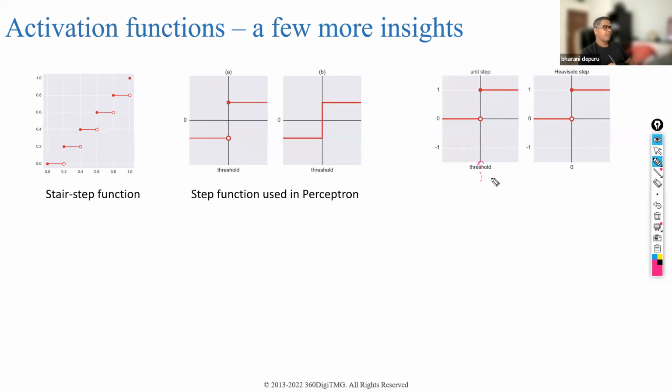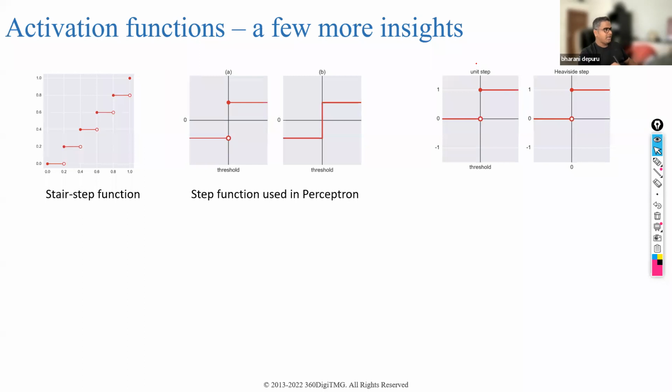Or if it is greater than the threshold. So greater than or equal to the threshold, the output would be equivalent to 1. Less than the threshold, the output would be 0. And then you have something called the Heaviside step.